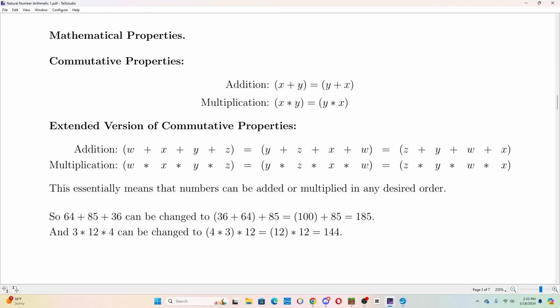Add or multiply numbers in the order that is easiest for you. In the example of 64 plus 85 plus 36, first adding two numbers that sum up to 100 shows that addition can sometimes be more easily done by combining the numbers in a different order. The 3 times 12 times 4 example is just a multiplication version. First multiply 4 times 3 to get 12, and then multiply the two 12s together to get 12 squared, or 144.